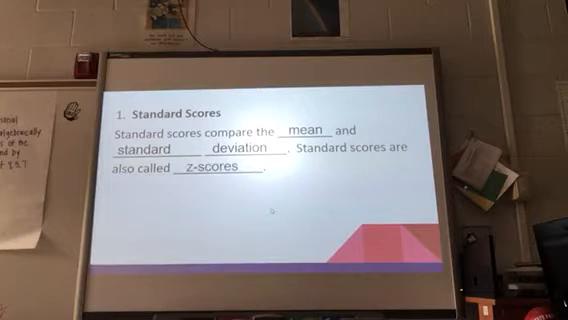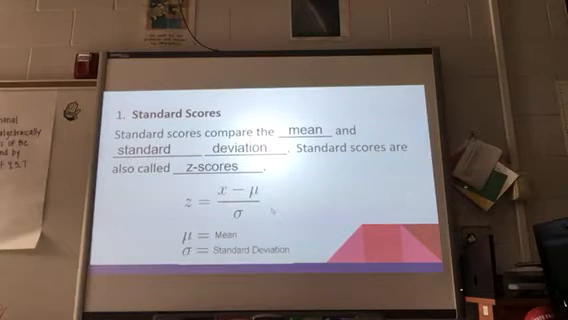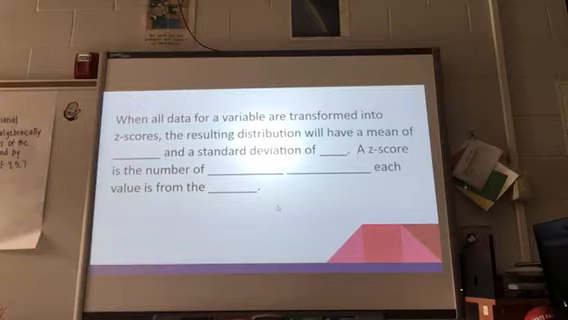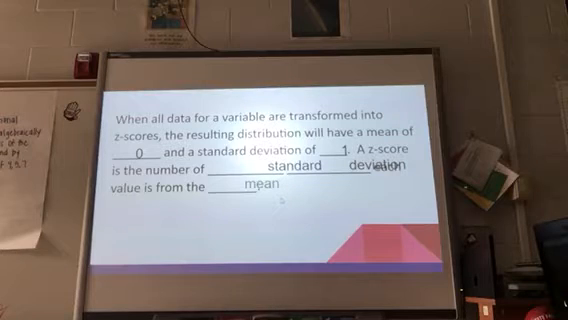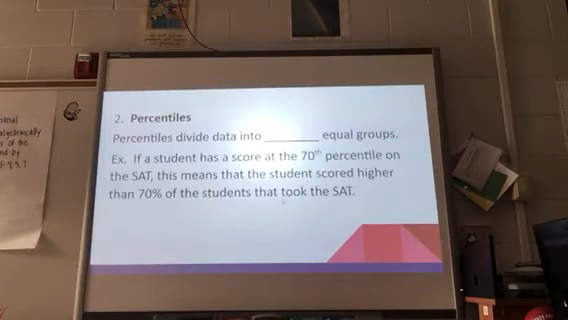They're also called z-scores. The formula is z equals x, which is the data value, minus the mean, divided by the standard deviation. When all data for a variable are transformed into z-scores, the resulting distribution will have a mean of 0 and a standard deviation of 1. A z-score is the number of standard deviations each value is from the mean.